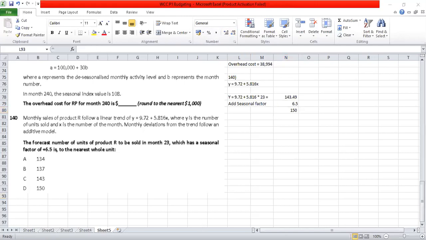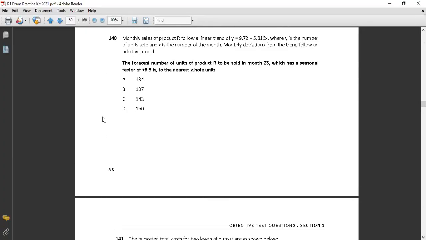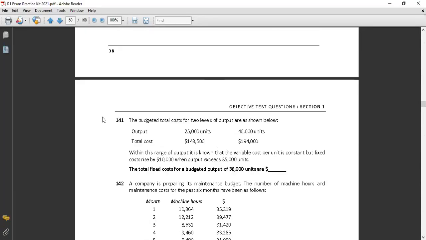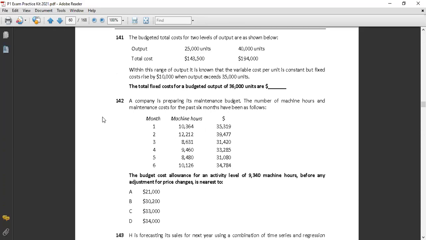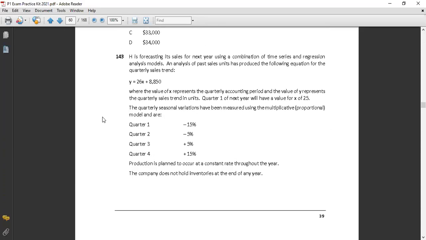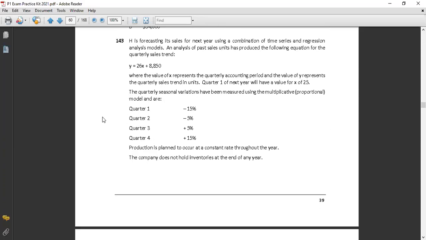Proceeding further with that, 140 is done. Earlier we finished 141 and 142 under the high-low cost method. So the next in number is 143. Let's take up 143.